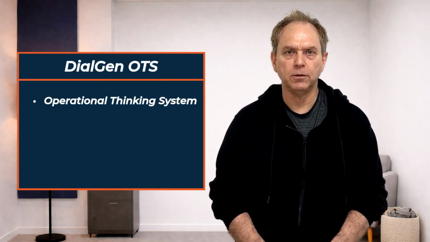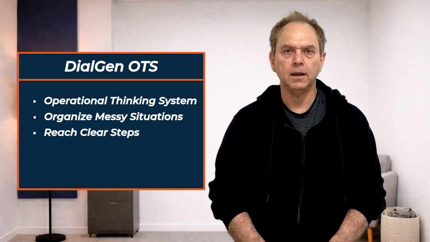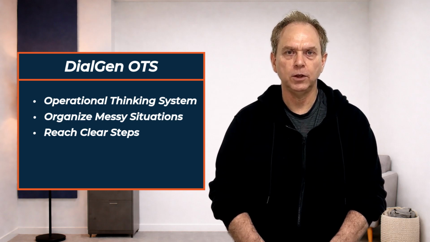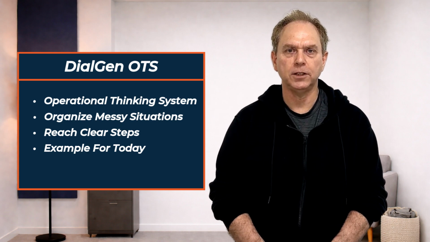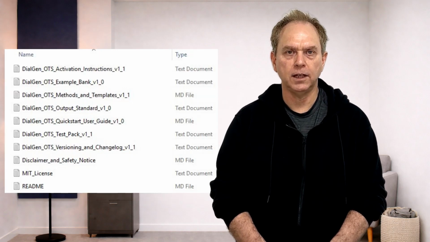So let's see what creating a project file looks like in practice. We'll use a project file we built called DialGen OTS. It's an operational thinking system to organize messy situations and reach clear next steps. Obviously, you don't need to use this one, but it's an example that we will be using today to show how the pieces fit together. There is a set of master instructions and 10 files that can be uploaded to the project file area.